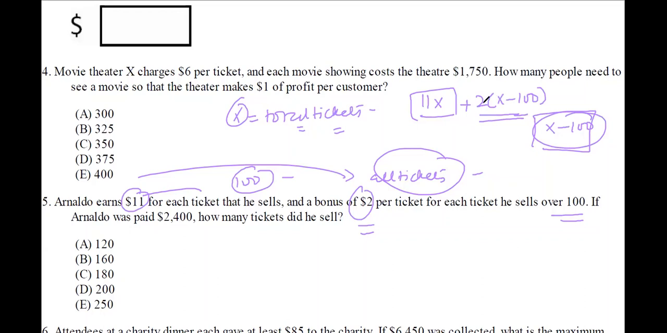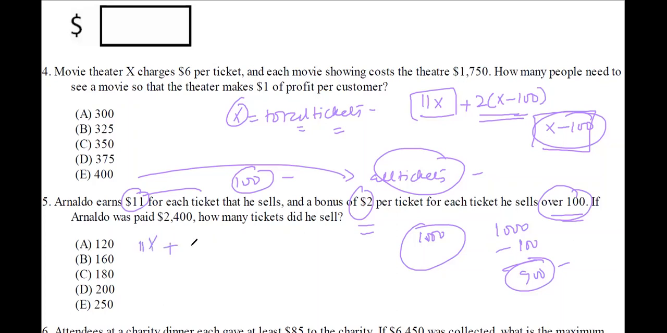Does everyone understand this question? It says over 100, which means that out of the total you are subtracting 100, and whichever is the remaining part. For example, if there are 1000 tickets, over 100 means out of 1000 I am subtracting 100, so 900 are those tickets on which I am getting $2. So the total revenue I am getting is 11x plus 2 into x minus 100, and this is equivalent to 2400.